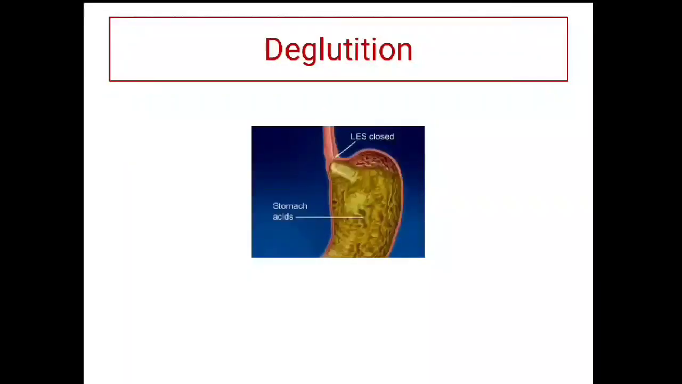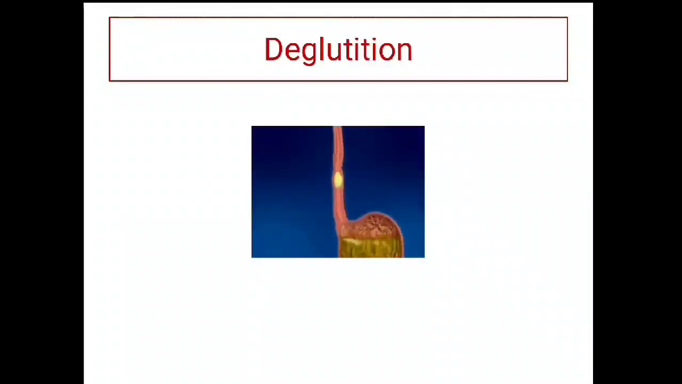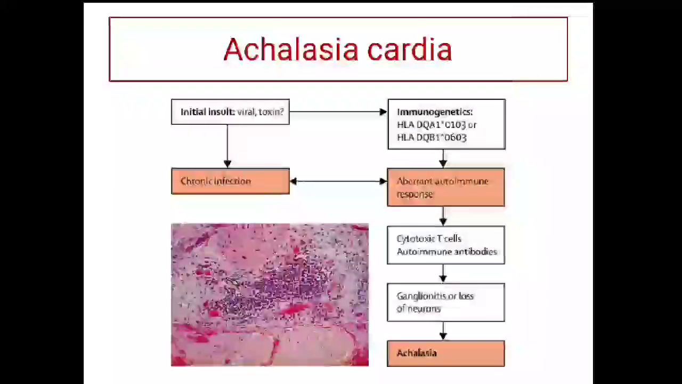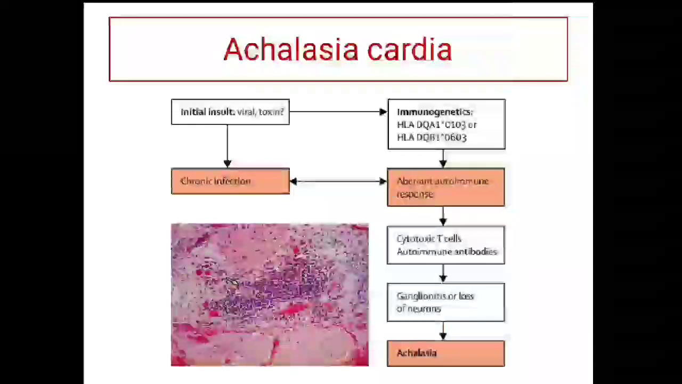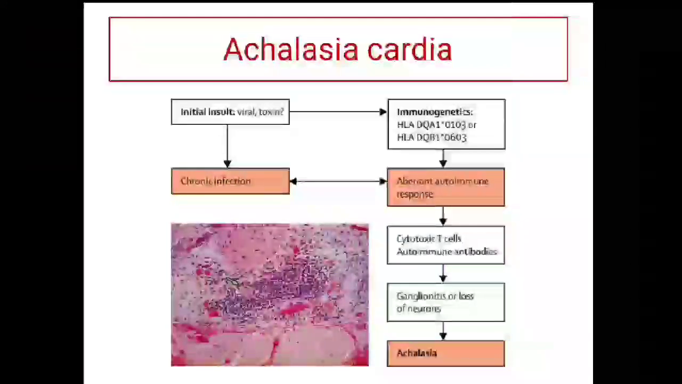Achalasia cardia occurs due to loss of the relaxing neurons, and so the constrictive tone at the lower end takes the upper hand. Theories of Achalasia cardia vary. The recent consensus is that it is both genetically and environmentally determined. As we can see in this flowchart, there may be some unknown initial insult like viral infection or the role of a toxin. And this also depends partly on the HLA subtype and the genetics of the person.